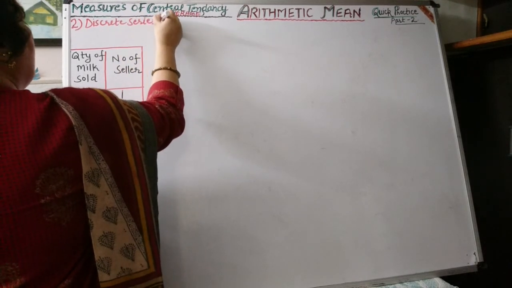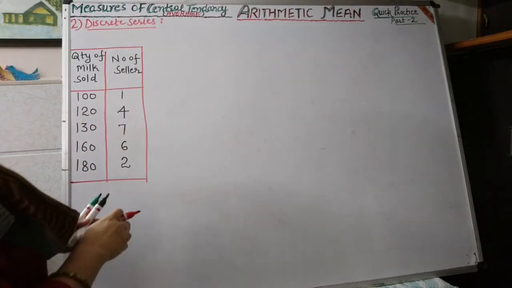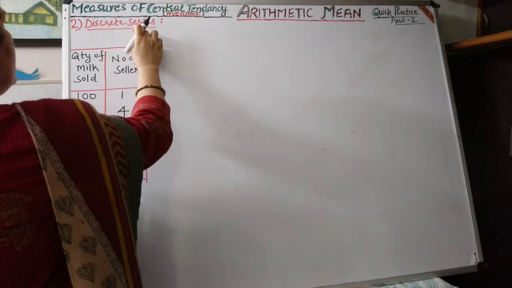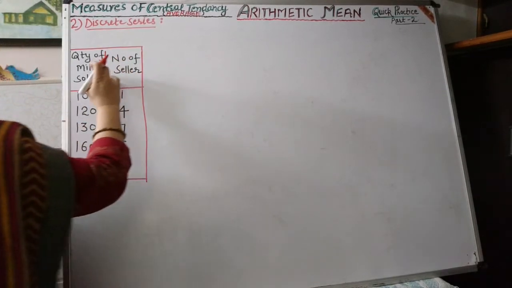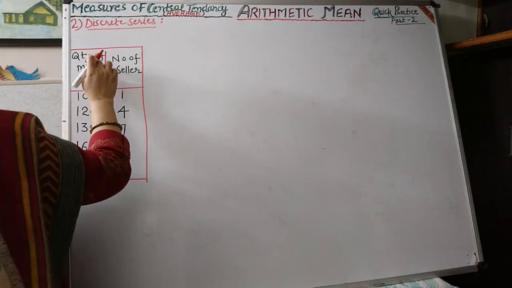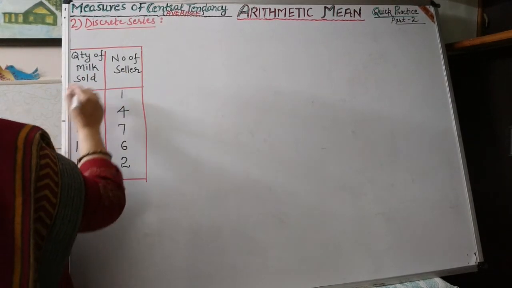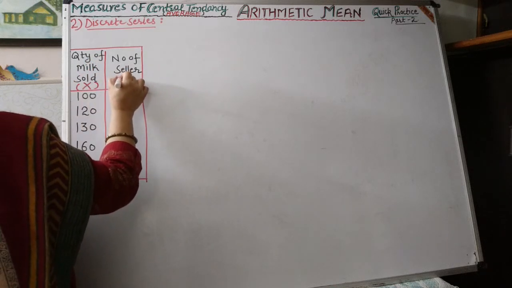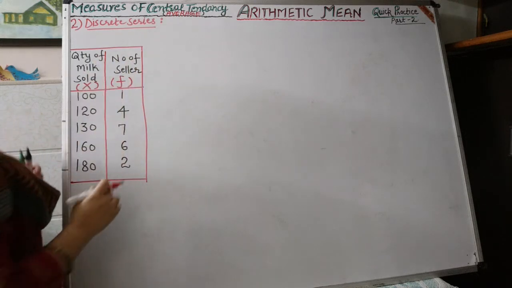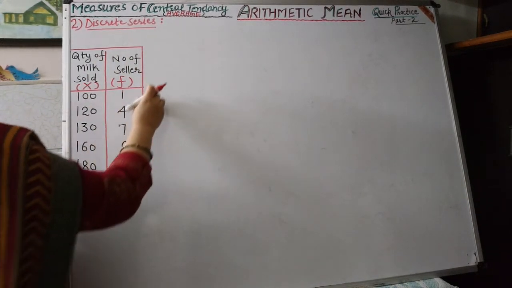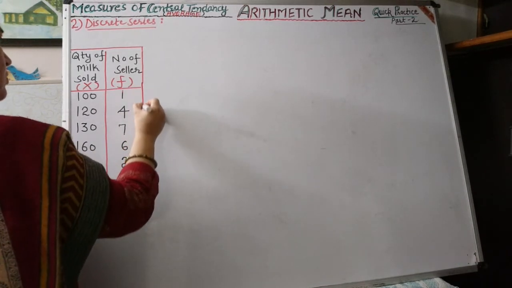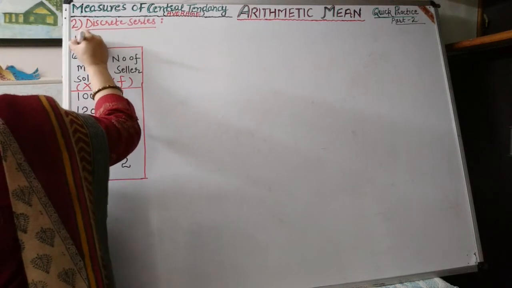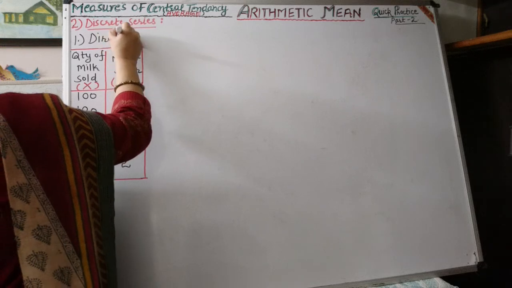What is the difference between individual and discrete series? The basic difference is that in discrete series frequency is given. So this is the statement: quantity of milk sold and number of sellers are given. The quantity of milk will be represented by X and the number of sellers by f, the frequency. Here frequency is given and we have to calculate arithmetic mean in a discrete series by using number 1, direct method.